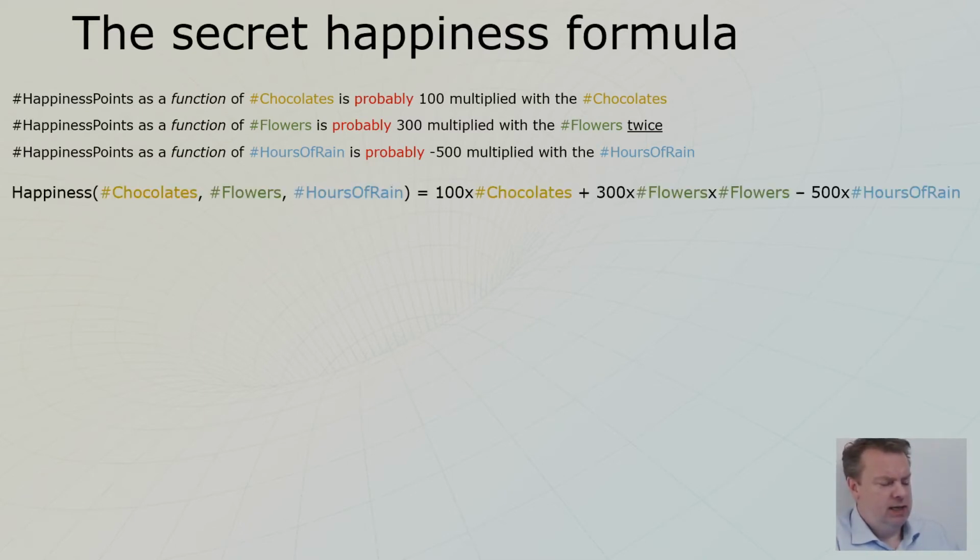Now we get a little bit more into the algebra. Let's write an equation, but this time a readable one. Let's say happiness is a function of, or has variables chocolates, flowers and hours of rain. And it equals 100 multiplied by the number of chocolates plus 300 multiplied by the number of flowers minus 500 multiplied by the hours of rain. I think that's pretty much what the stories told us, right?